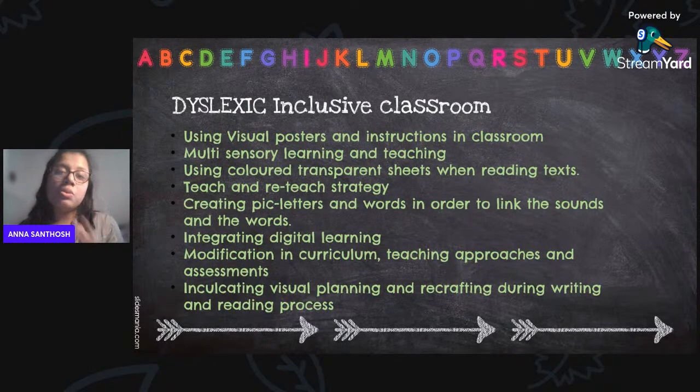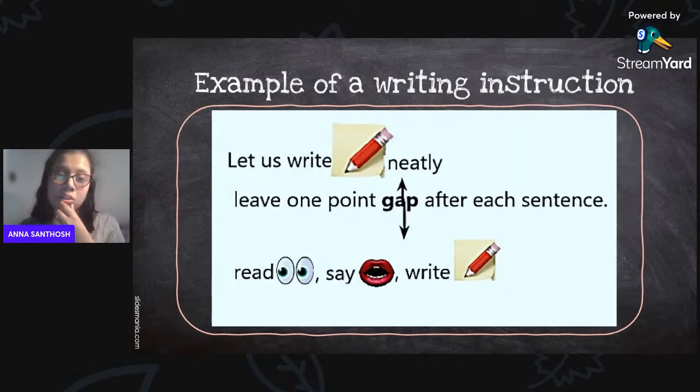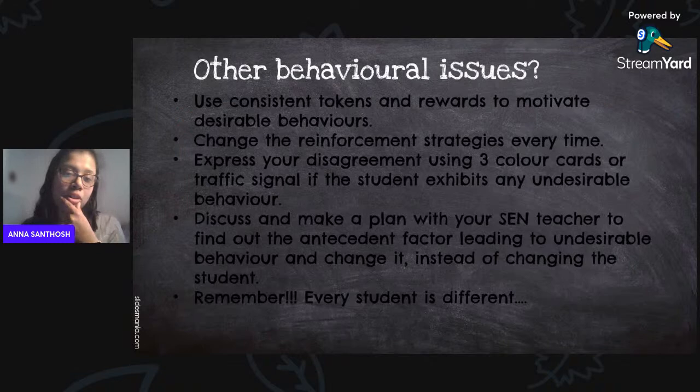So you can use these strategies here for a dyslexic inclusive classroom. For example, I have given here the letter k. If I want to teach the k sound, I have shown the image of a cat, k-at. In this way, dyslexic students can learn words and connect the words and the sounds together. These are some strategies that you can use. If I want to give an example of a writing instruction, I can use this kind of writing instruction along with images that connect them to the instruction. These are some examples that you can follow. If you're finding your children with some behavioral issues, we can follow these strategies.